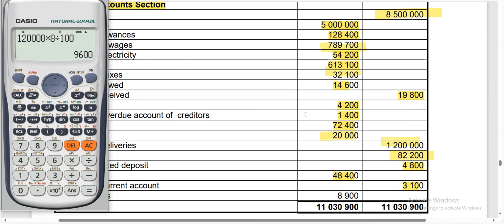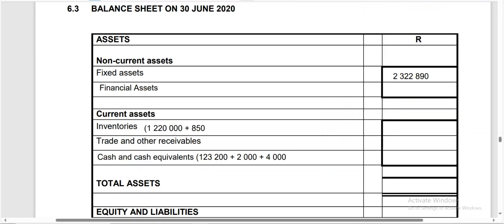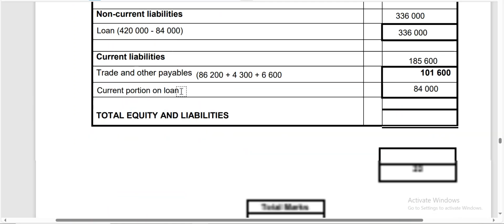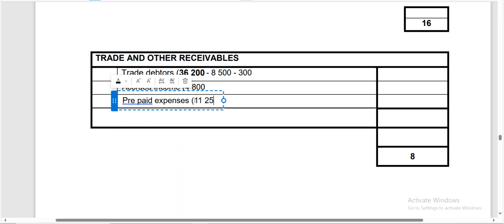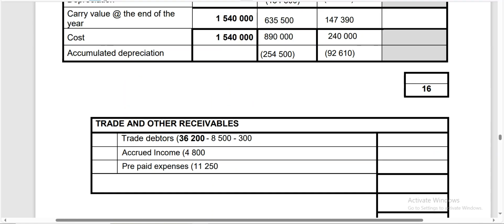So we were supposed to get 9.6. So how much did we get on fixed deposit? We got 4.8. So if we say 9.6 minus 4.8, it is going to give us 4.8. So we are owed, we have an accrued income. So under trade and other receivables on the notes, our accrued income is 4.8. And then also under prepaid expense, remember we had that 11,250 here. The software is not saving my answers, so it's going to be a problem, but I'll try to see if it will not have any effect.